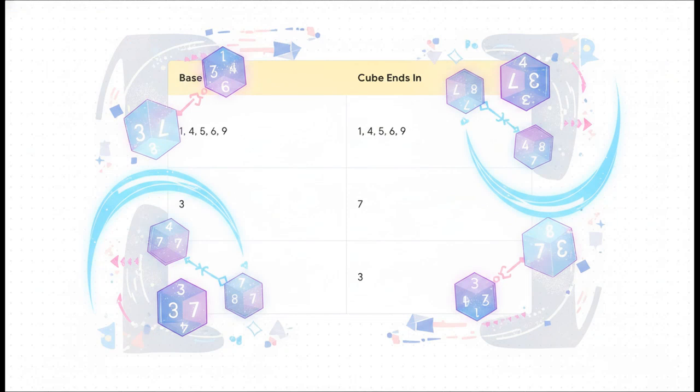If your base number ends in 1, 4, 5, 6, or 9, its cube is going to end in that exact same number. 4 cubed is 64, ends in 4. 5 cubed is 125, ends in 5. But look at the numbers 3 and 7. They have this secret little partnership. If a number ends in 3, its cube ends in 7, like 3 cubed is 27, and it flips perfectly. If a number ends in 7, its cube ends in 3. 7 cubed is 343. This predictable fingerprint, it's going to be incredibly useful for us later on.